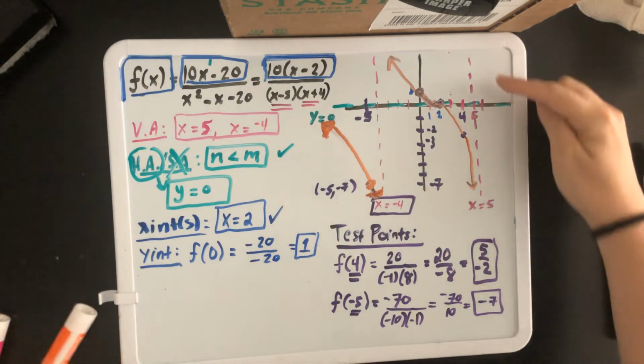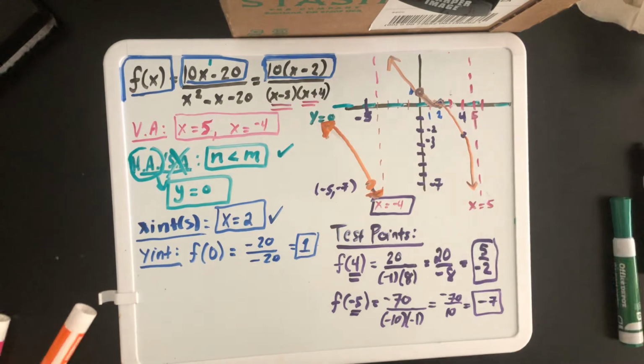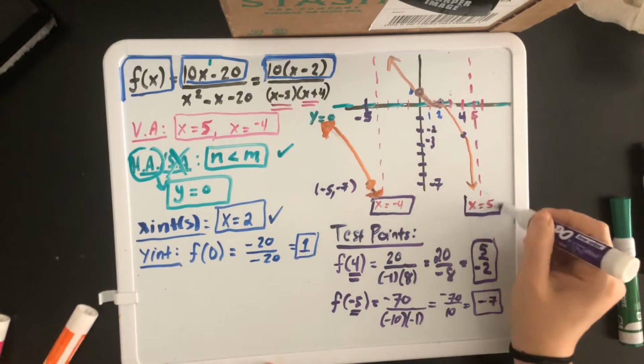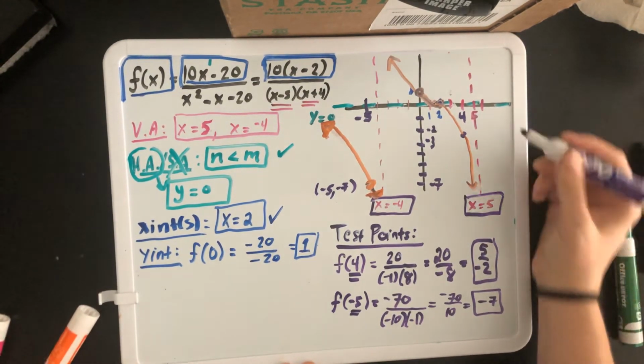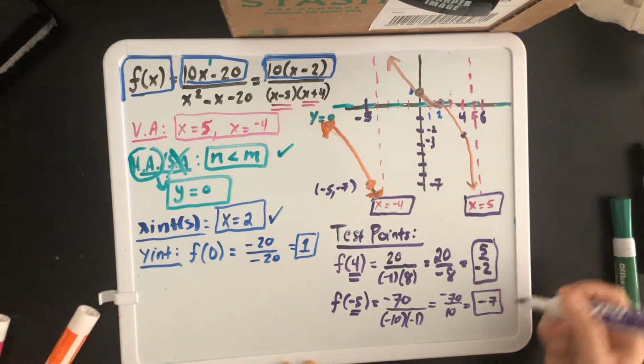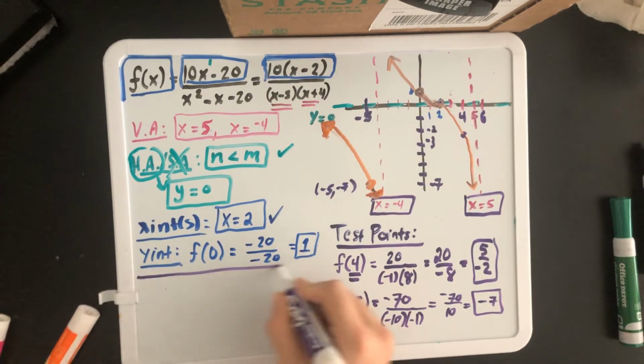Finally, to figure out the region to the right of the asymptote x equals 5, I pick a test point that is to the right of x equals 5. How about x equals 6? Let's see what happens at x equals 6. So let me continue with my test points here.